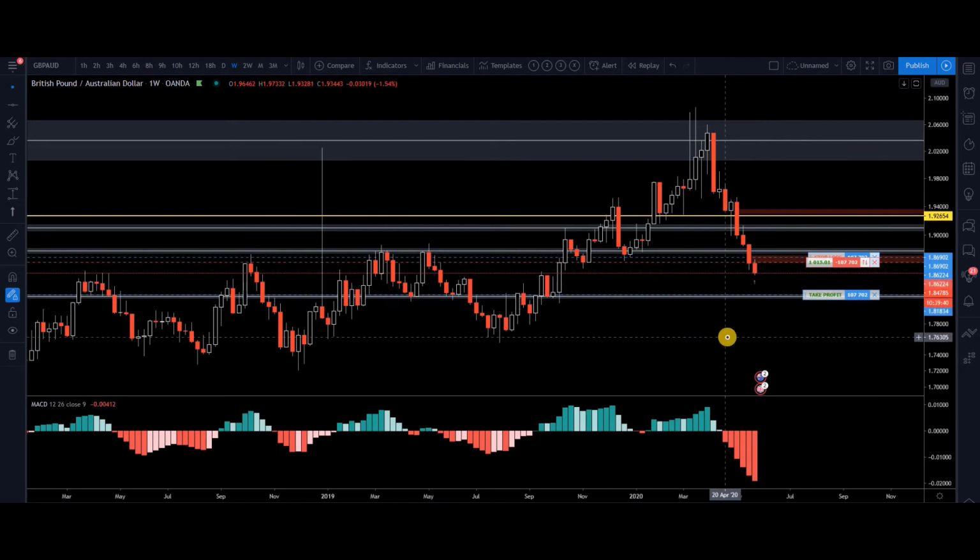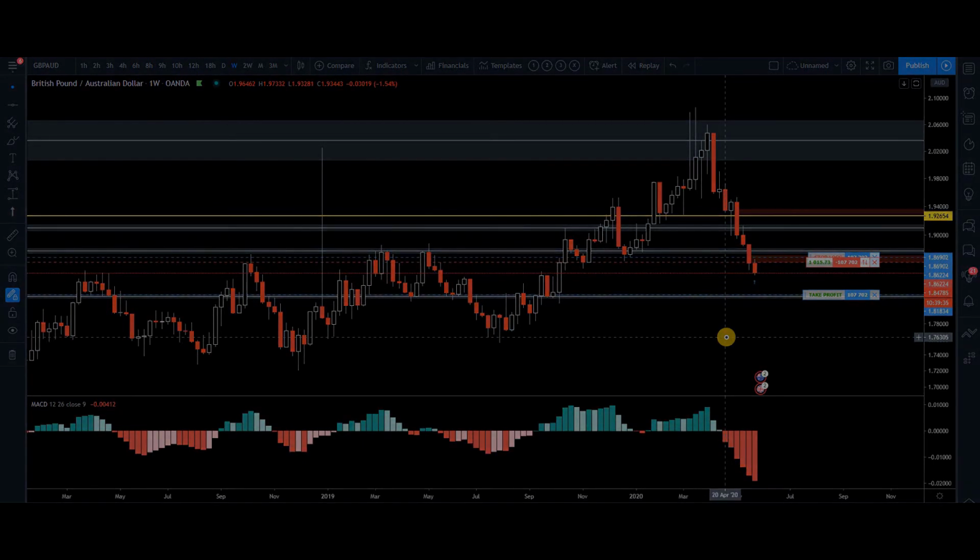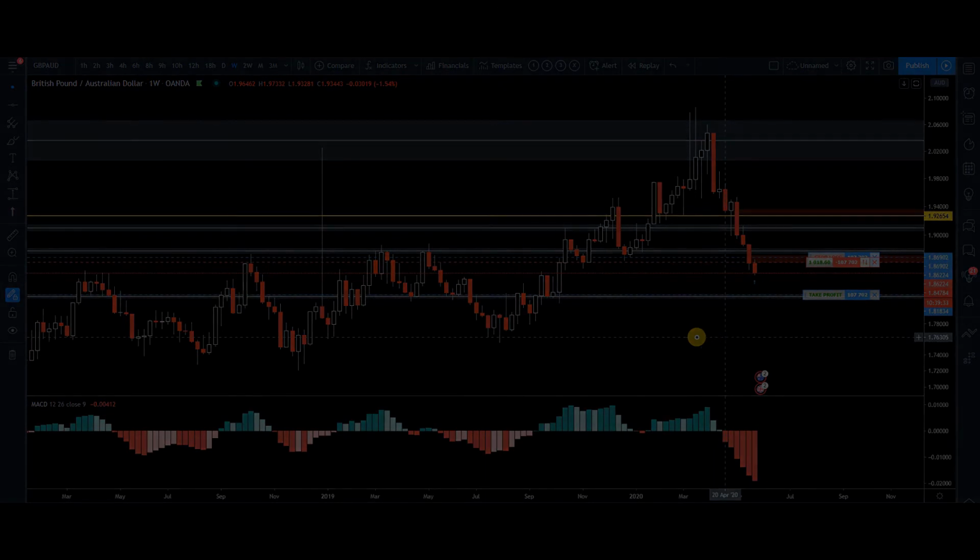So ladies and gentlemen, keep your eyes on the chart. I will inform you as soon as something moves, or if we get taken out, or if price pushes down close to our stop loss.